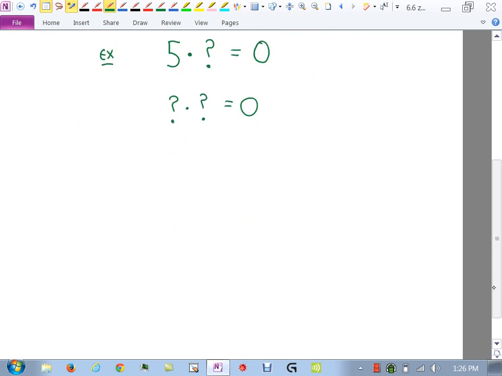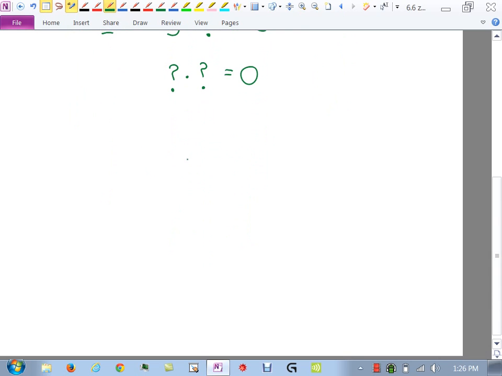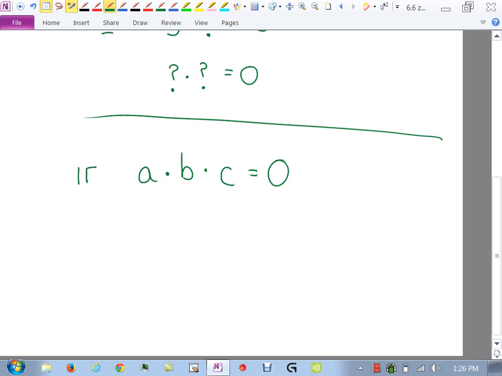Now, this zero factor property extends if you have more than 2 things, right? If I say A times B times C equals 0, so if that's true, if 3 things multiply to be 0, what do you think we can say? One of those 3 things has to be 0. A has to be 0, or B has to be 0, or C has to be equal to 0.